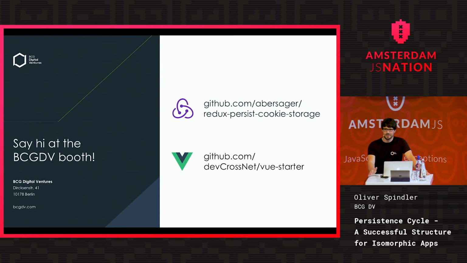If you think this is a good idea, you can use this today. There are 2 ways you can do this. I wrote a Redux persist plugin that persists to cookies. And this concept is also implemented in the Vue starter project, which one of my colleagues developed. Now, we heard about Vue and TypeScript and progressive web apps today. The Vue starter project actually incorporates all these things, so do check it out.